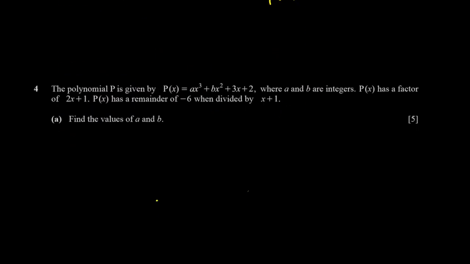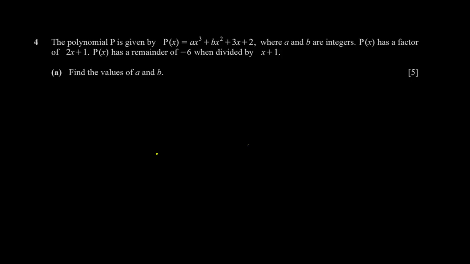All right, now let's go down and let's look at the question. The polynomial p of x is given by this thing here, where a and b are integers. P of x has a factor of 2x plus 1, and it has a remainder of negative 6 when divided by x plus 1. We want to find the values of a and b. Okay, well, if it's got a factor of 2x plus 1, then we can set that factor equal to 0 to find out what the root is. And so that root is going to be equal to negative a half.